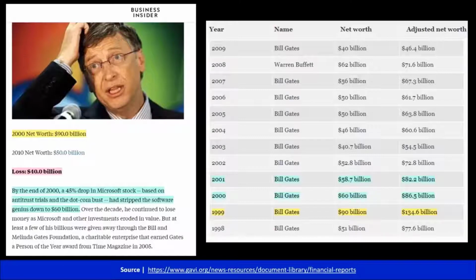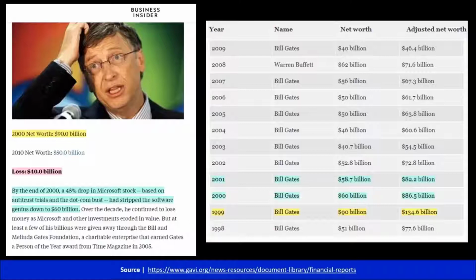So Business Insider said by the end of 2000, a 45% drop in Microsoft stock based on the antitrust trials and the dot-com bust had stripped the software genius down to 60 billion. So that US court case versus Microsoft and the dot-com bubble bust, I'm sure you heard of that in the year 2000, those two things cost this man $40 billion. He must have been pissed off.